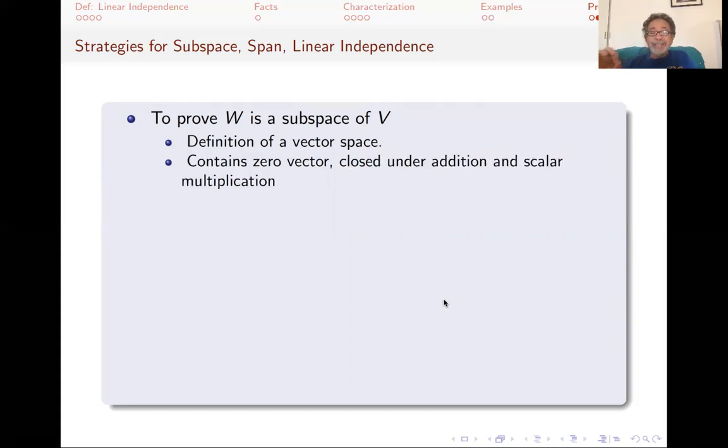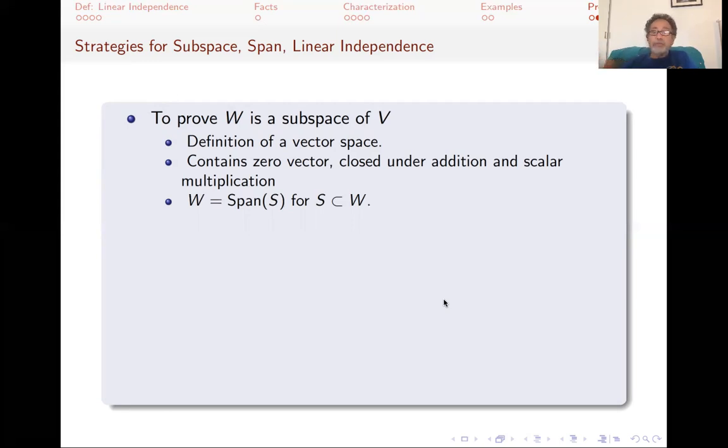then you could use a theorem that says, in that case, all you need to do is check 3 things, since the other things are inherited from V: that it contains the 0 vector, is closed under addition, and is closed under scalar multiplication. A third method is to find a set S in W that spans W. If you can show that W is the span of S, then it's automatically a subspace, because spans are always subspaces. So these are 3 different strategies that you need to pick prior to getting going.